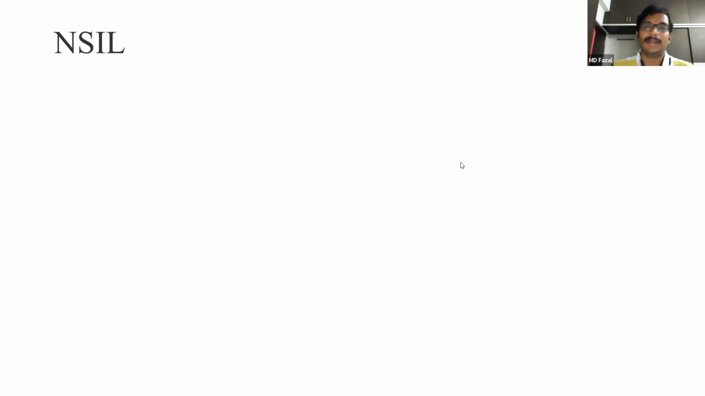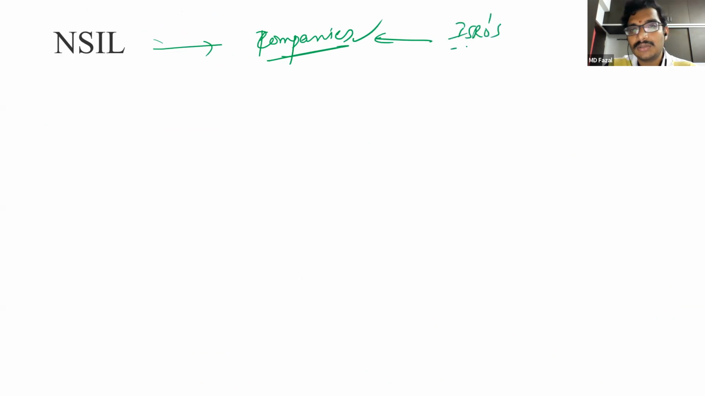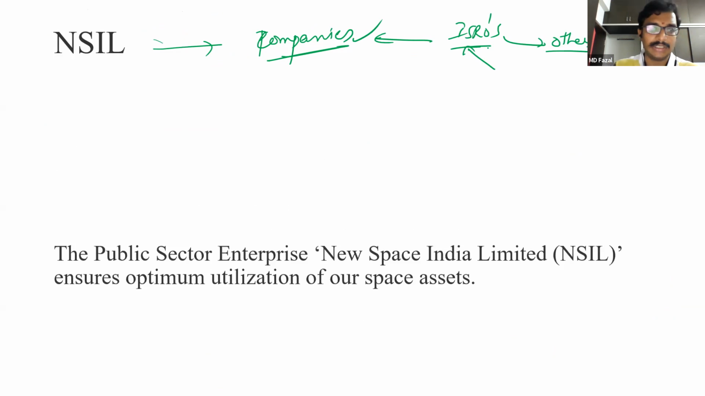Next comes NSIL, New Space India Limited. This is a company, basically registered like a company. It has its own role. It will sell ISRO's assets to private people. It will make private people do their own satellite manufacture. So let us see the details of it.